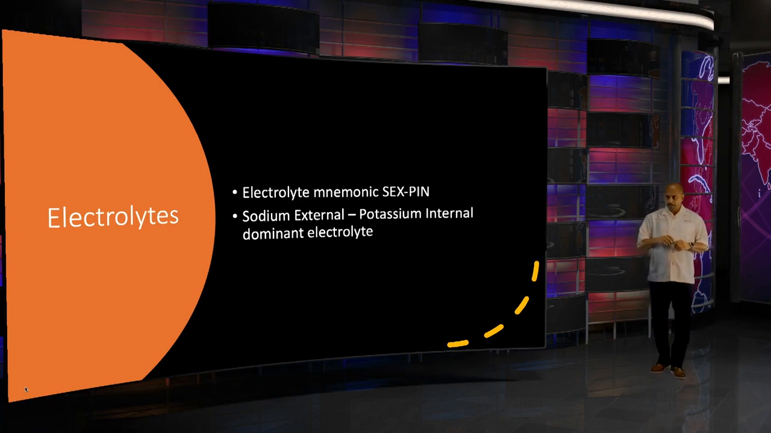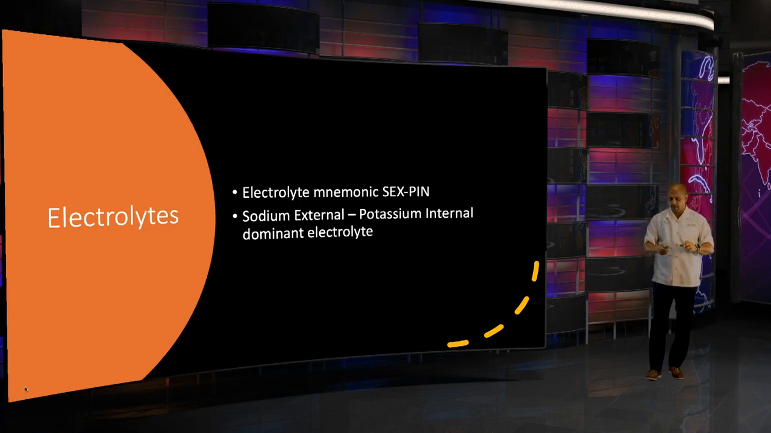There's a mnemonic called Sexpin. I didn't make this up, I just saw it and thought it was pretty cool. Sexpin is a way to quickly identify the two major electrolytes, sodium and potassium. The S of sex stands for sodium. The EX stands for external, so it means sodium sits outside the cell. The P is for potassium, the IN is internal. So if sodium sits outside, then potassium has to sit inside the cell. At its resting potential, sodium should be outside, potassium should be inside.